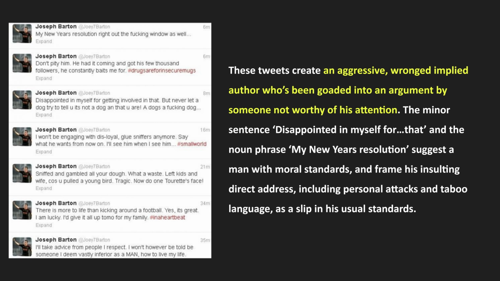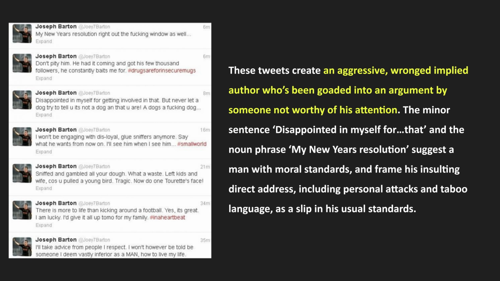So, these tweets create an aggressive, wronged, implied author who's been goaded into an argument by someone not worthy of his attention. Notice that there's a difference between your judgment of him as a person and what you truly think about him and his behaviour, and then the implied author, because I think he's clearly a man who's lost his temper here and is trying to insult Dietmar Hamann as much as possible, including making lots of personal remarks and picking on a slight twitch that he has, which is all quite ungenerous and unpleasant behaviour.